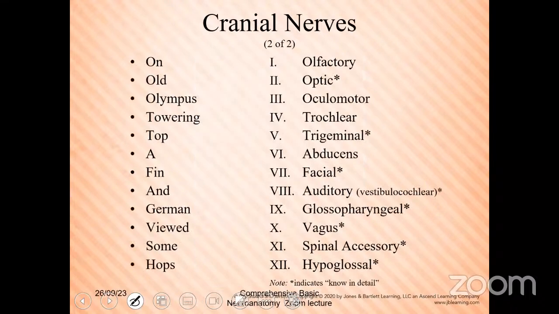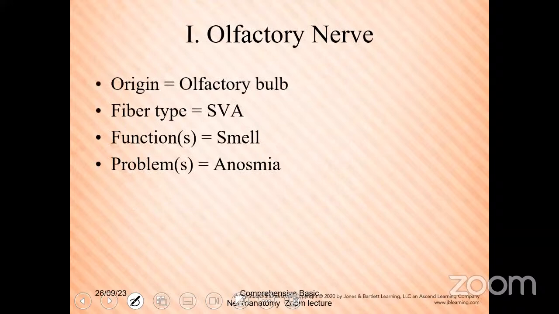So, cranial nerves. There is a mnemonic, which I don't fancy, but you can remember: olfactory, optic, oculomotor, trochlear, trigeminal, abducens, facial, auditory, glossopharyngeal, vagus, spinal accessory, and hypoglossal. Some of these nerves you have to know in detail. These are the optic nerve, trigeminal nerve, facial, glossopharyngeal, vagus, spinal accessory, and hypoglossal nerves. These are to be learned in depth.